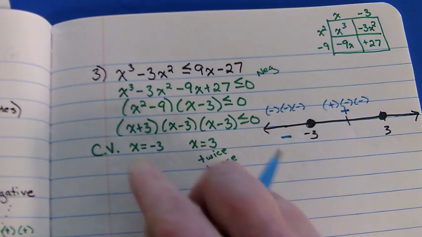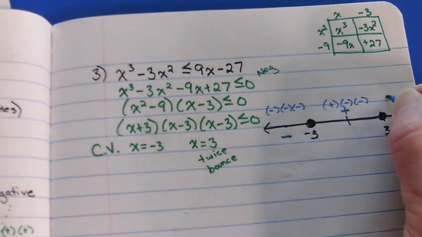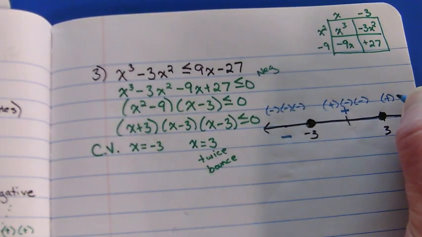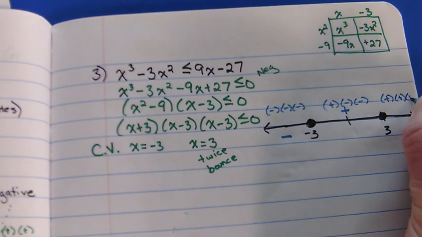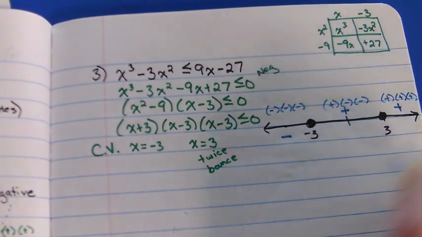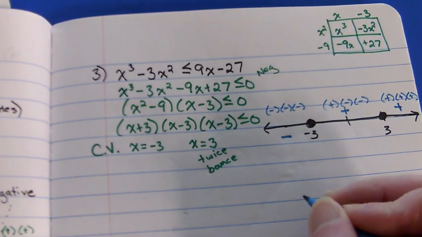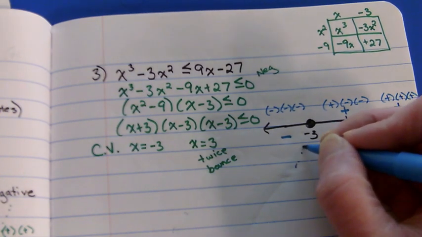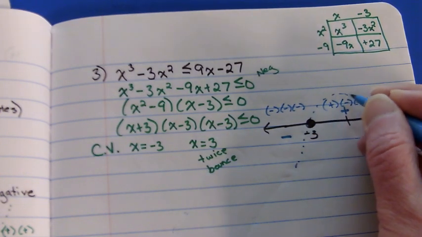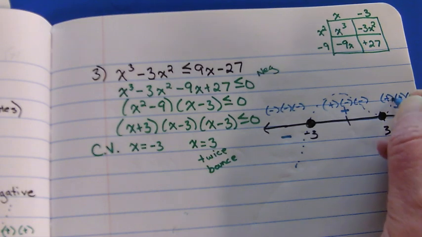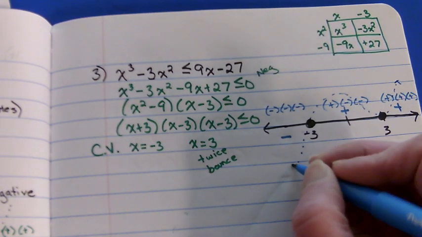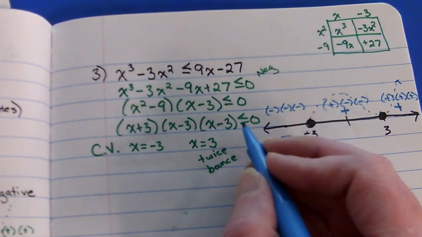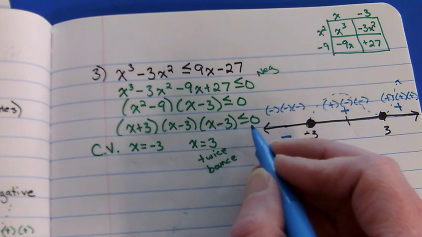Bigger than 3, say 5. 5 plus 3 is positive. 5 minus 3 is positive. And another positive. Overall, it's positive. This graph would have gone up, came back, bounced, and then went up. So I want anything that's less than or equal to 0.